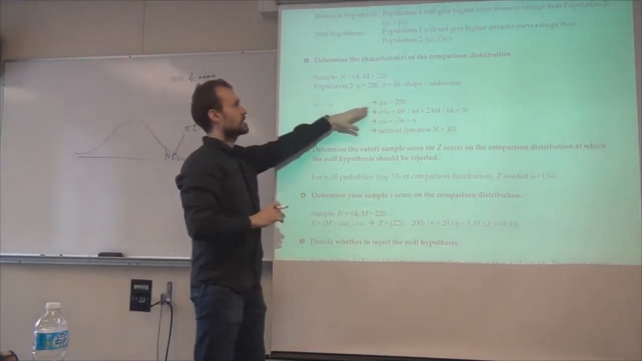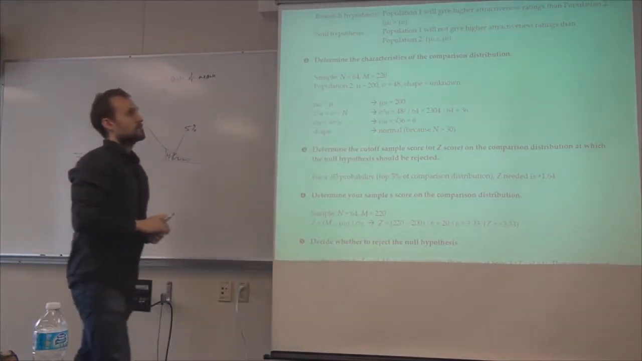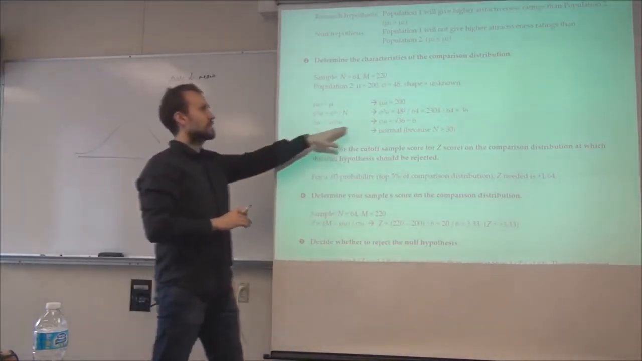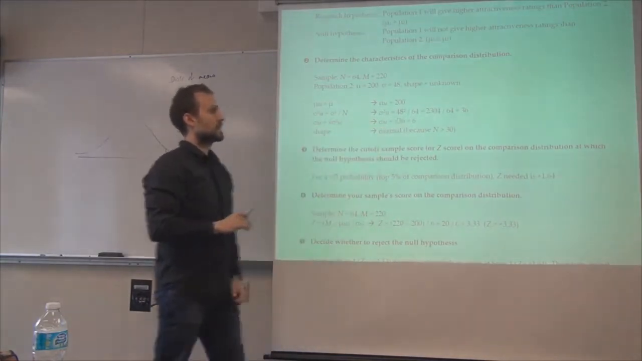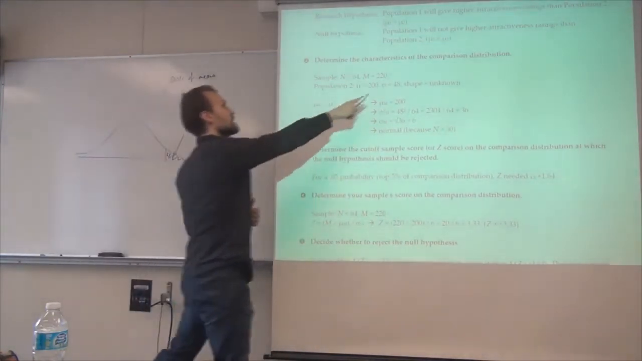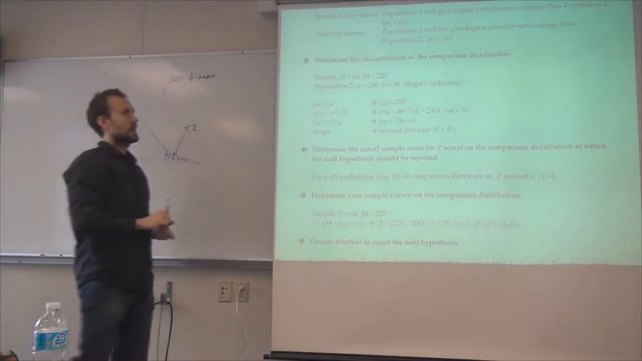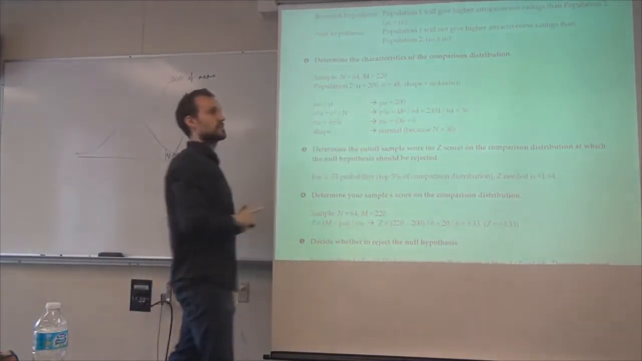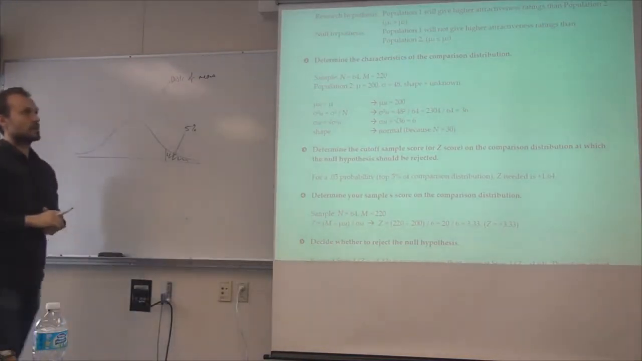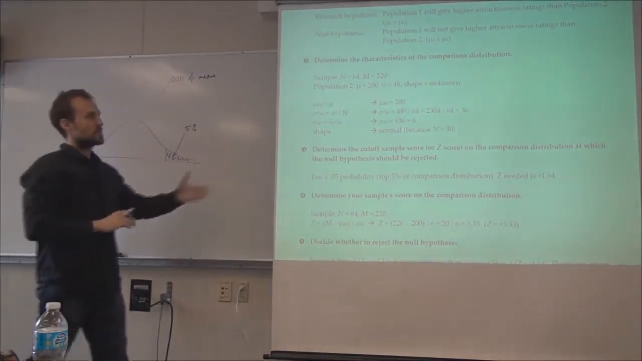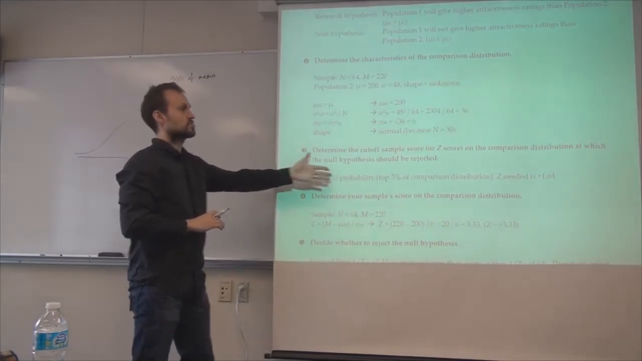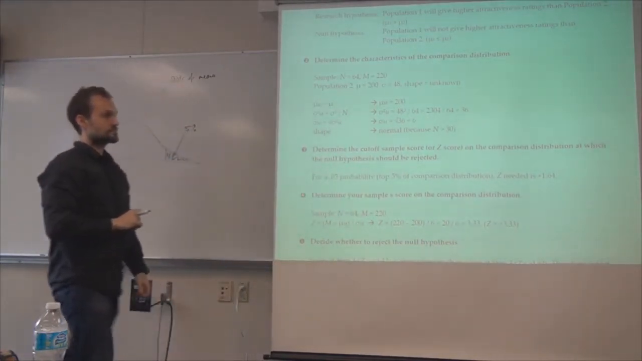So I calculate the mean. The mean is the same. Standard error, I get a 6, less than the population standard deviation. And the shape is normal because I have at least 30 individuals in my sample. So I decide on my significance level. Let's do 5% this time.